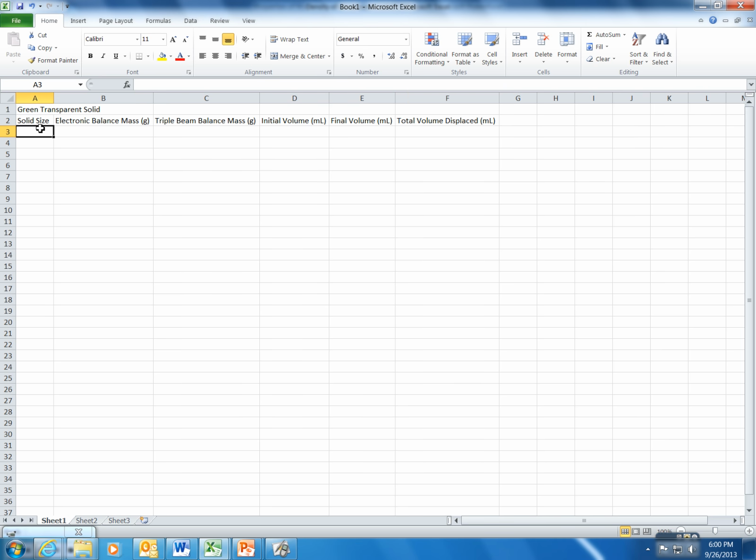So let's start filling in this table. I had a small piece, a medium piece, a large piece, and an extra large piece.